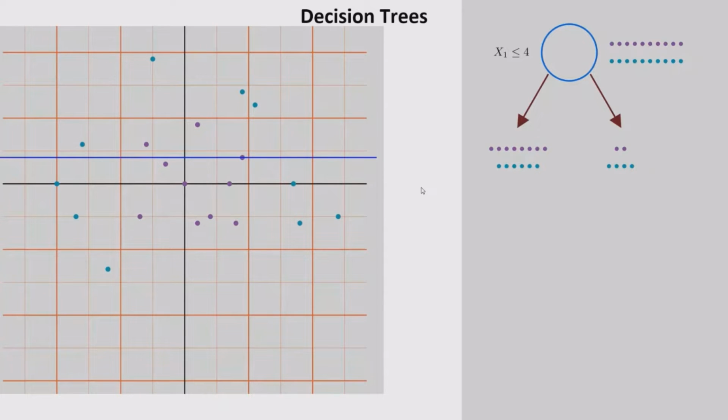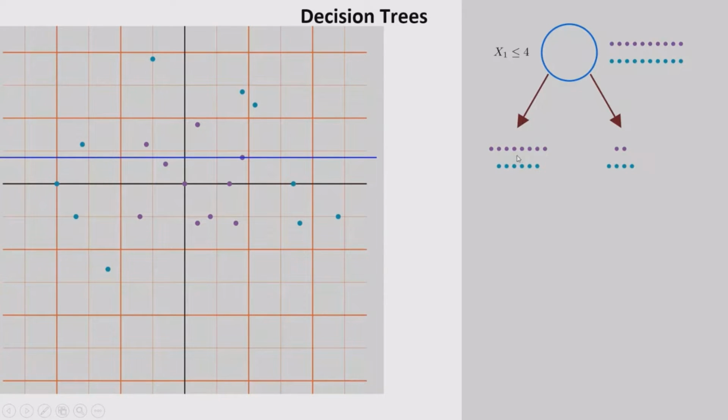Okay, so if that is clear, then we move ahead and see how many points are purple here, on this yes side. Eight. Eight are purple on this left side, and 2 are purple on the right side. Similarly, blue: 6 are blue here on the yes side, and 4 are blue on the no side. If this is my condition, this is the classification that I get.